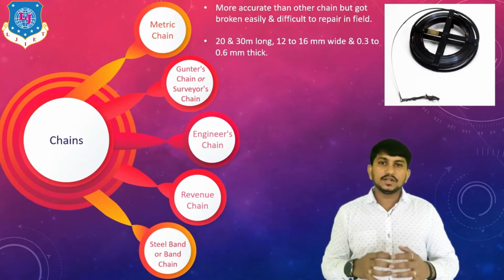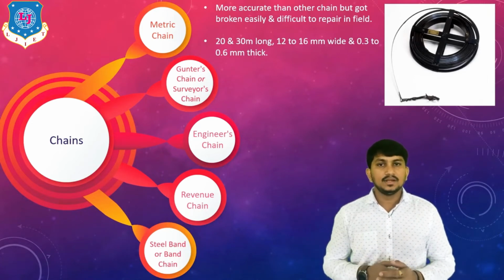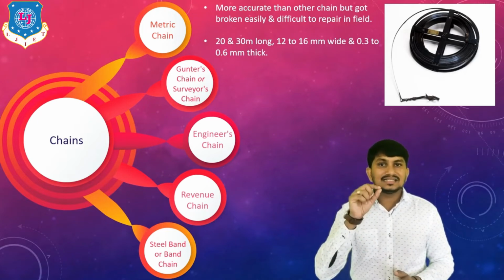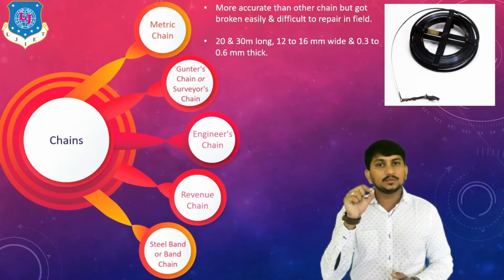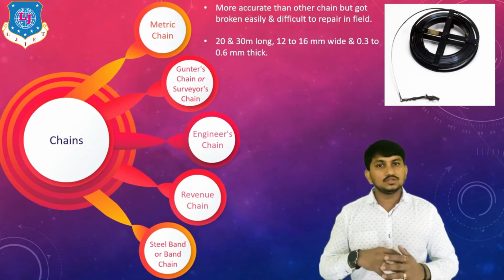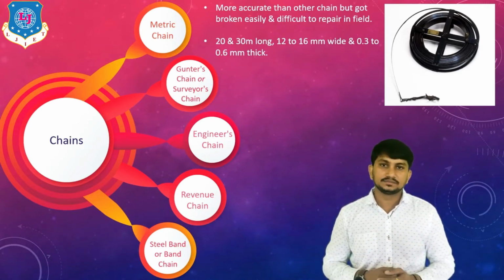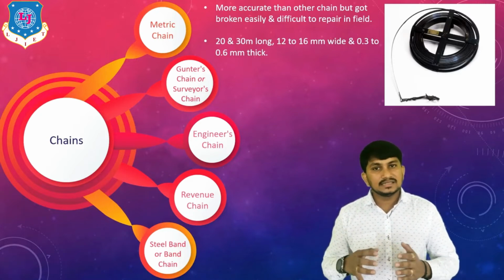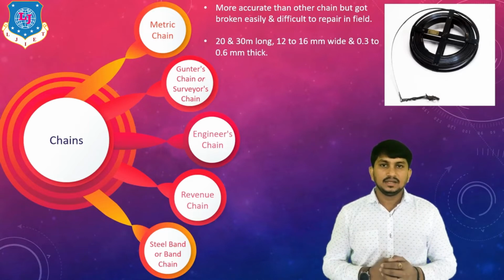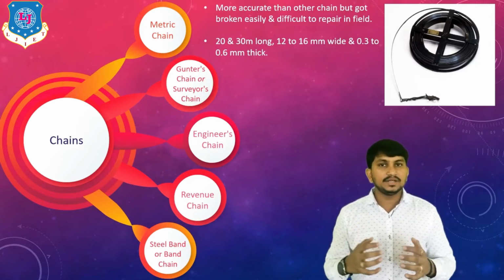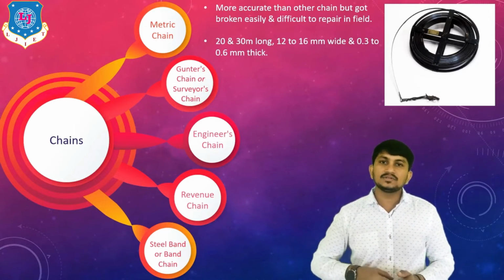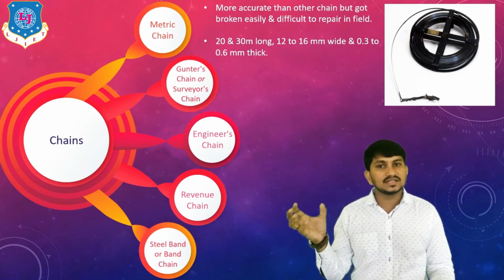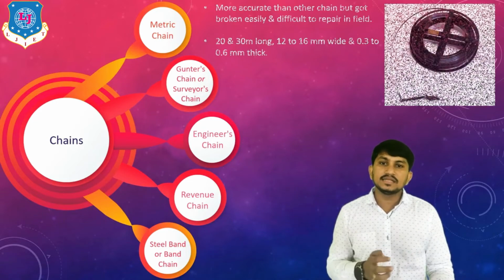It is more accurate than the above four chains, but one disadvantage is that its thickness is very less. It's about 0.3 to 0.6 mm, so it is usually broken while surveying. It is mainly used where there is a turning in chain line. Its length is about 20-30 meter and its width is about 12 to 16 mm. This is all about chain, which is the first instrument used in linear measurement.